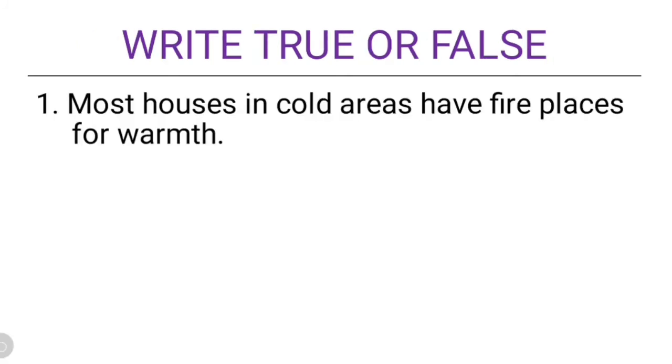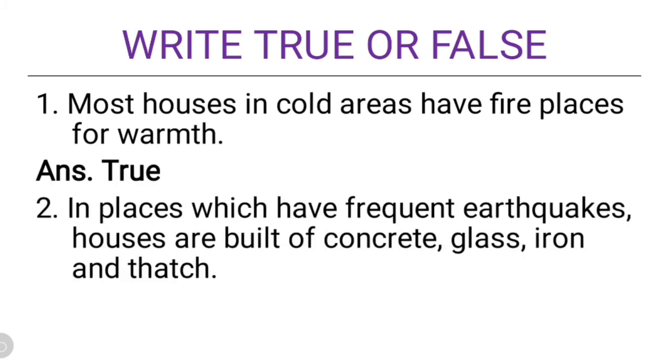Now we will see write true or false. The first question in that is: most houses in cold areas have fireplaces for warmth. Is it correct? Yes, it is correct. So the answer is true. Next: in places which have frequent earthquakes, houses are built of concrete, glass, iron and thatch.